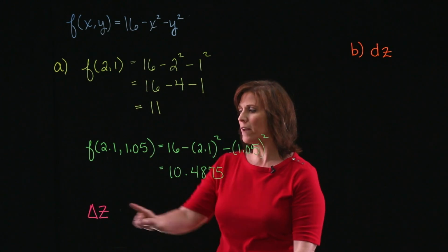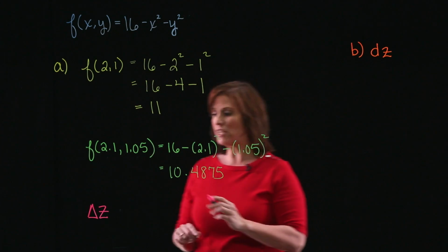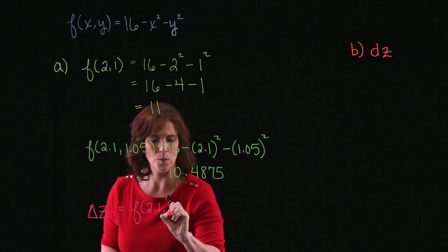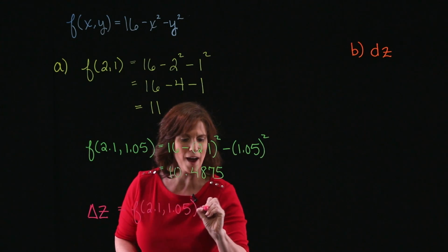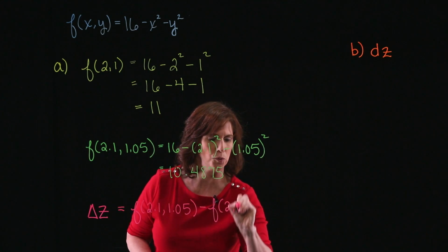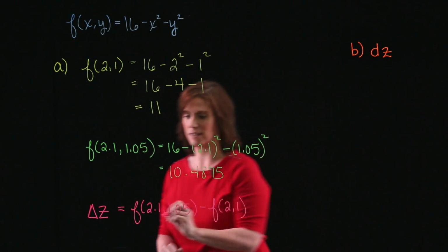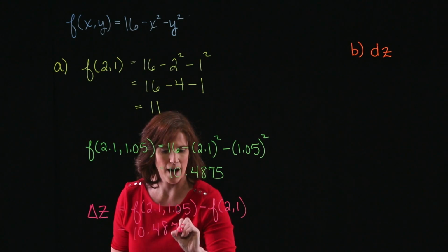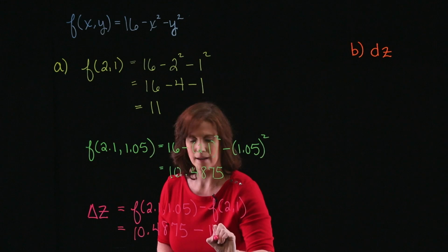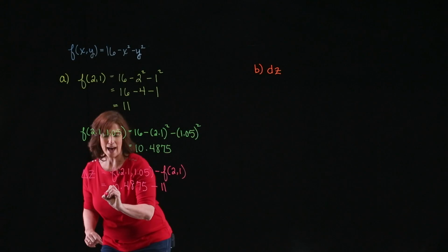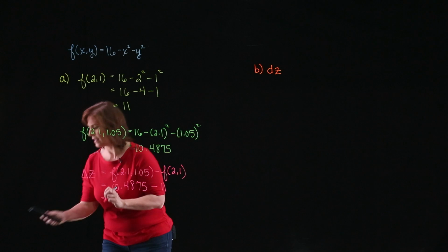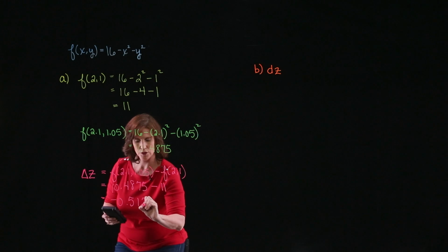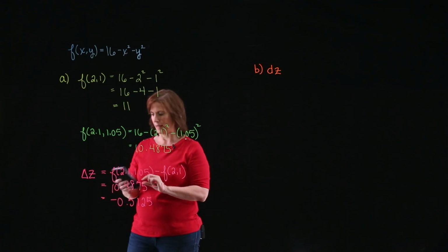Okay, the next part, we want to find the change in z. So the change in z is what happens when I take f of (2.1, 1.05) and subtract f of (2, 1). Now I've already done these calculations. This is going to be 10.4875, and then I'll be subtracting 11. And when I do that, I'm going to get a minus 0.5125 if I plug that in.